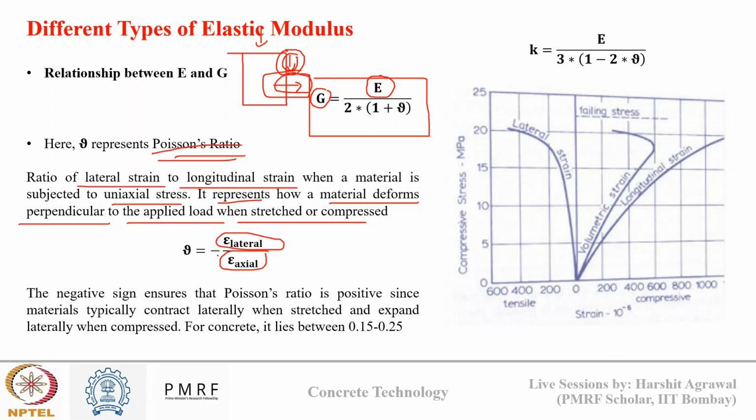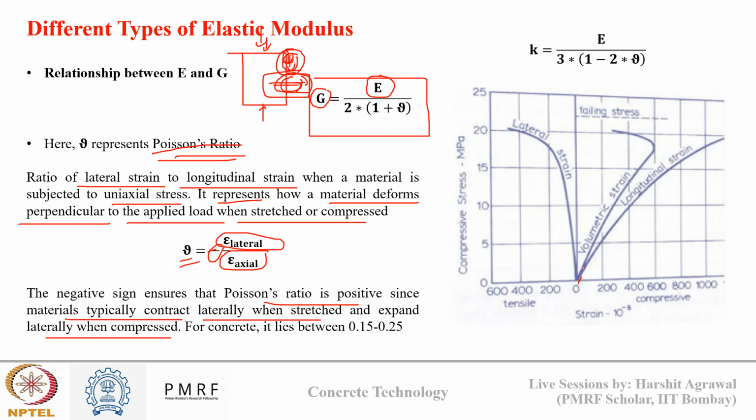Okay. Now, why is there a negative sign here? It ensures that Poisson's ratio is positive, since materials typically contract laterally when stretched and expand laterally when compressed. So you can see here, when I'm applying a compression load, this is my compression and this is my elongation that is happening. So this will be positive, this will be negative. So just to make sure that Poisson's ratio is always positive, there is a negative sign placed in it.